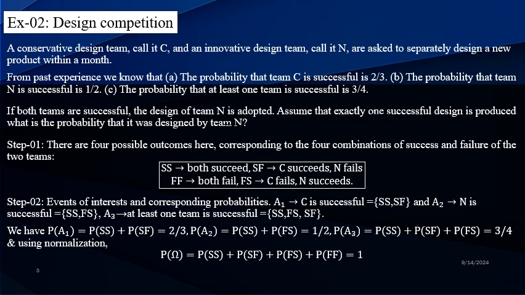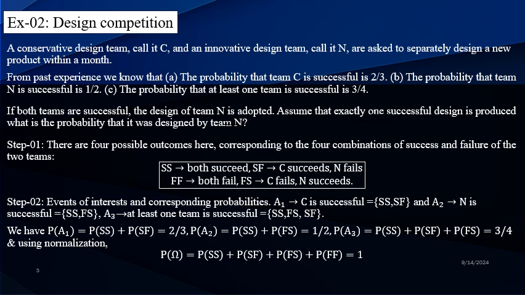Likewise, A2 is talking about the probability that team N is successful. Team N is successful when the outcome is either SS or FS. So what is the probability of A2? It is 1 by 2. That means it is the sum of the probability of SS and the probability of FS. So that's our second equation.